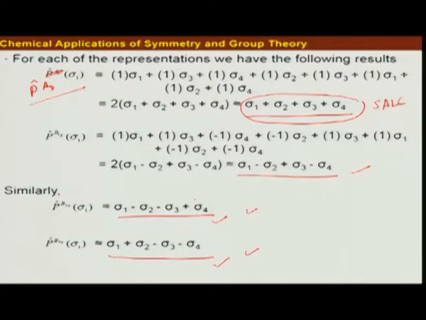I will suggest you verify whether this particular function, say sigma 1 plus sigma 2 plus sigma 3 plus sigma 4, will form a basis of Ag or not. Similarly, sigma 1 minus sigma 2 minus sigma 3 plus sigma 4, will it form a basis for B2u? It is very easy to do. You take this SALC that we got, operate all the symmetry operations, and just see what is the symmetry property of this combination, whether it is plus 1 or minus 1. Then you get the characters, and you match with the character table to see which particular irreducible representation it belongs to, and you will see that yes, this will be correct.